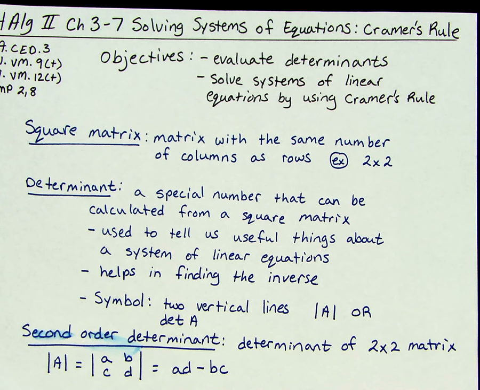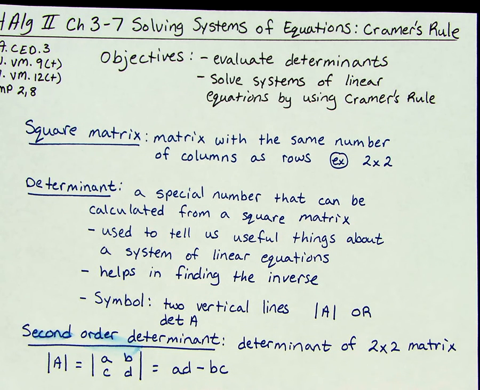So to start with, we want to work with square matrices. A square matrix is a matrix with the same number of columns as rows. So that's going to be our 2x2 matrices, or we could have a 3x3 or a 4x4. It's a square matrix if the number of rows matches the number of columns.